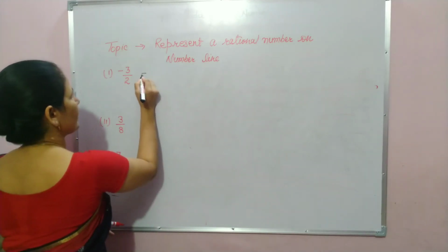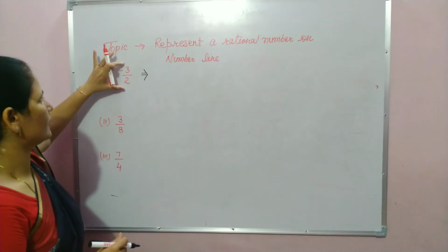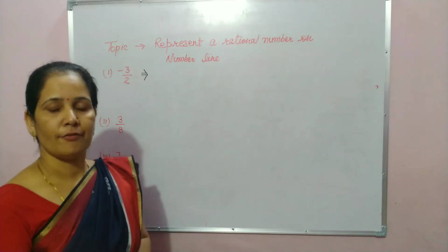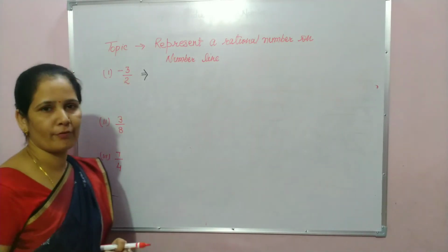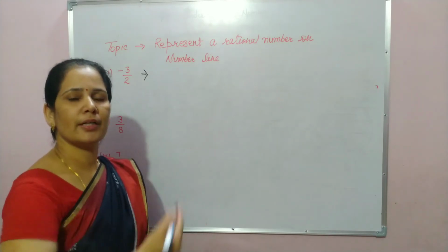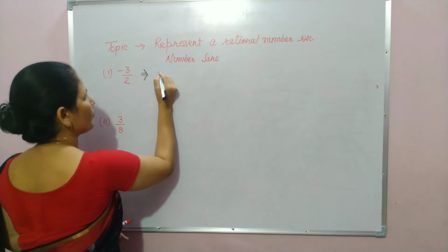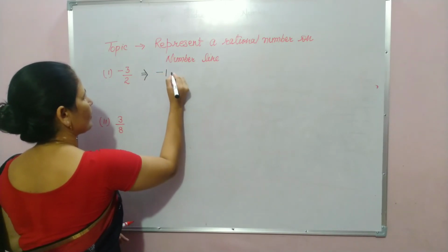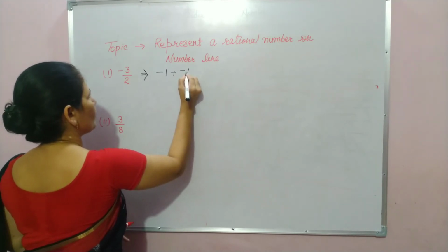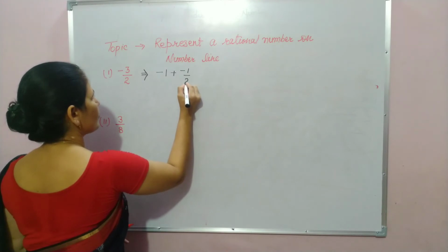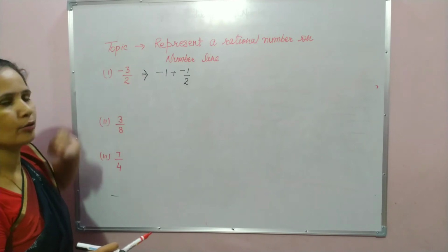So our first number is minus 3 by 2. As we observe this fraction without the sign, it's an improper fraction. How can we write this number in another way? We can write minus 3 by 2 as minus 1 plus minus 1 by 2.